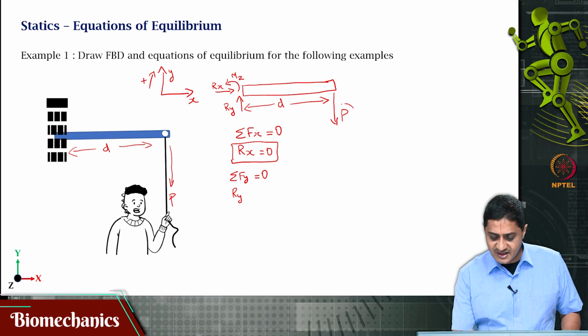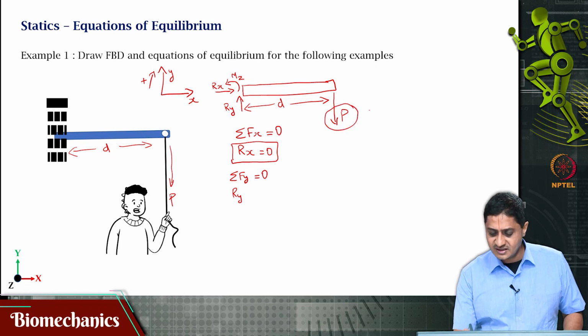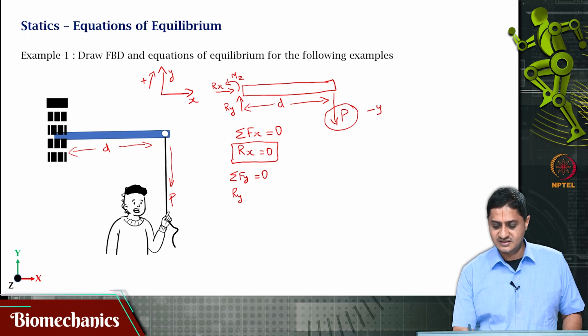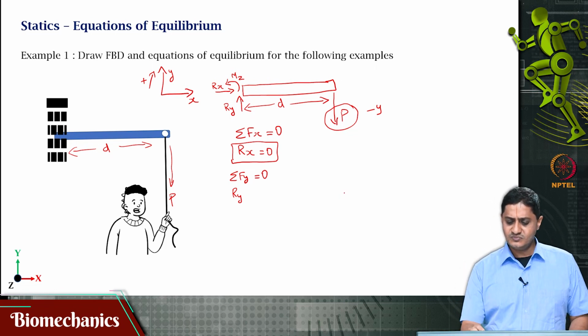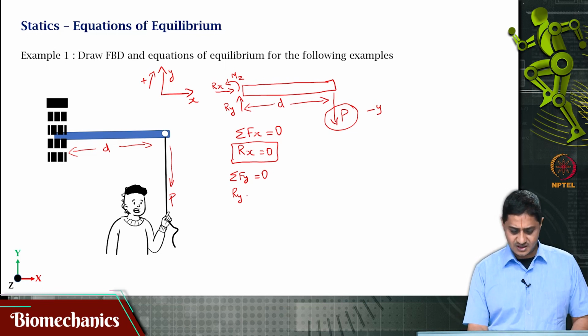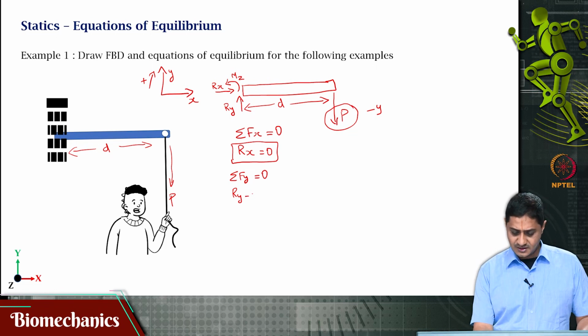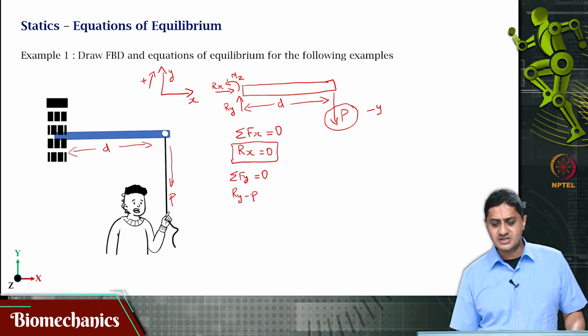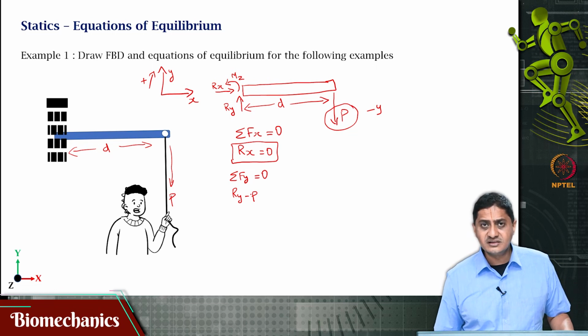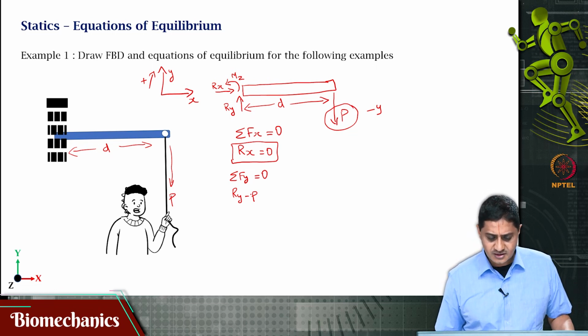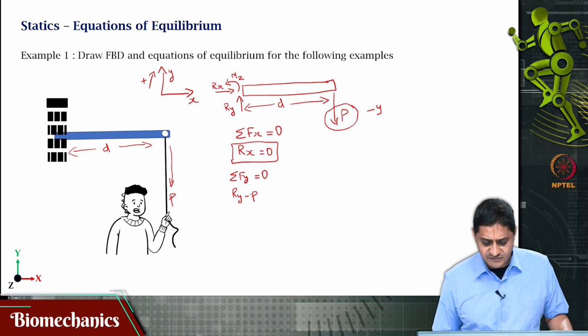What other force is there? The force P is there, but it is in the negative y direction, is it not? We know this because the person is pulling towards the negative y direction. So, I will write this as Ry minus P, and then I start looking, is there any other force in the y direction? I am looking, there are only 3 forces.